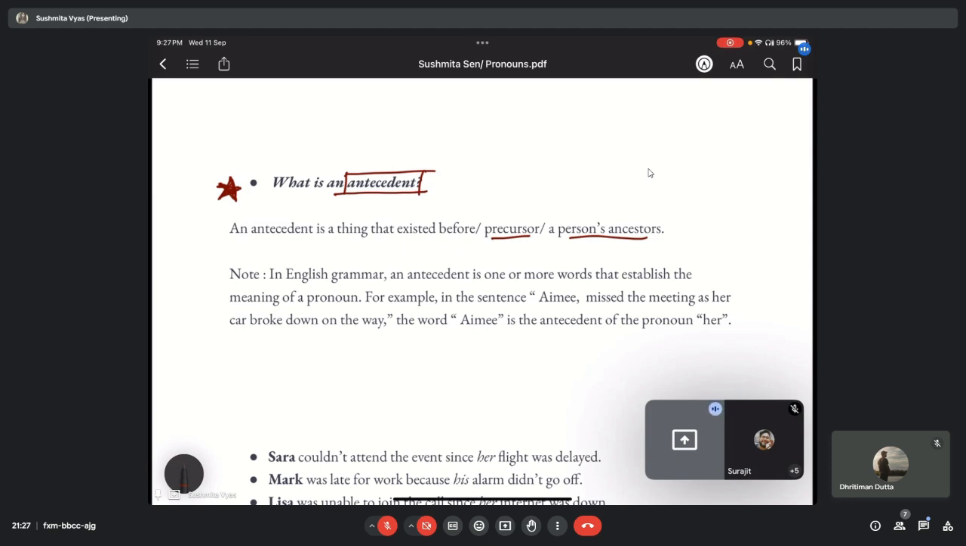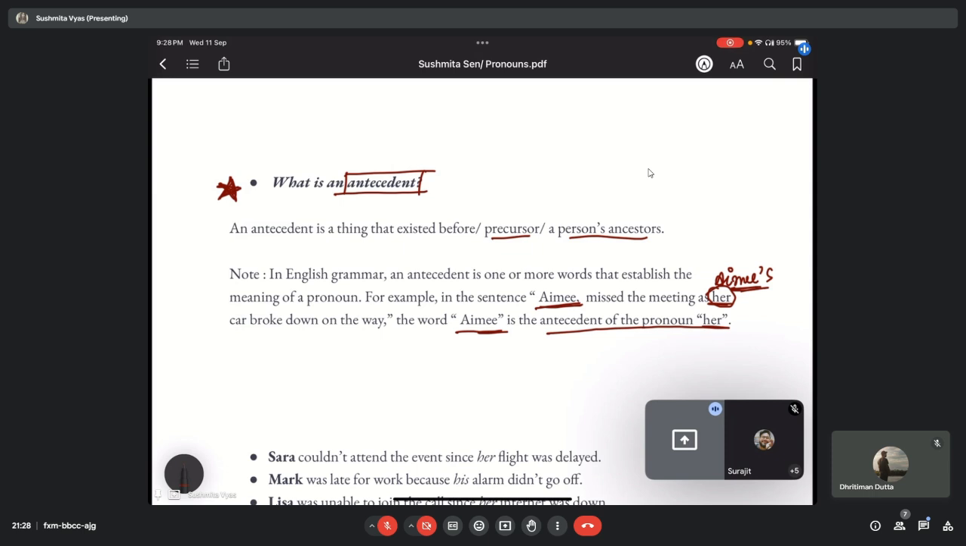For example, in the sentence, Amy missed the meeting as her car broke down on the way. So here, Amy is a personal noun. If I wrote the sentence, Amy missed the meeting as Amy's car broke down on the way, instead of writing Amy's again and again, I am using her. So here Amy is the antecedent of the pronoun her.